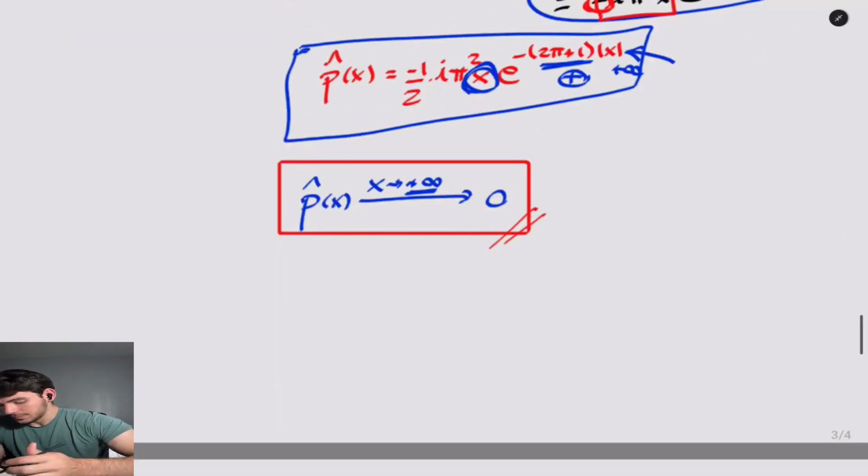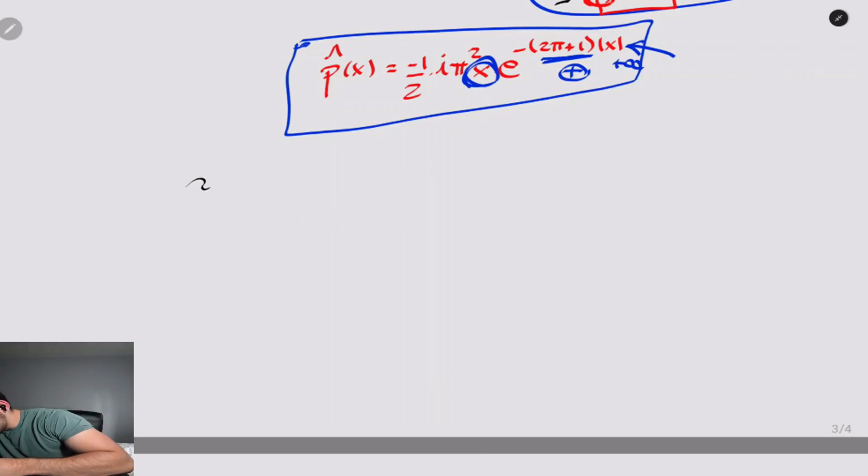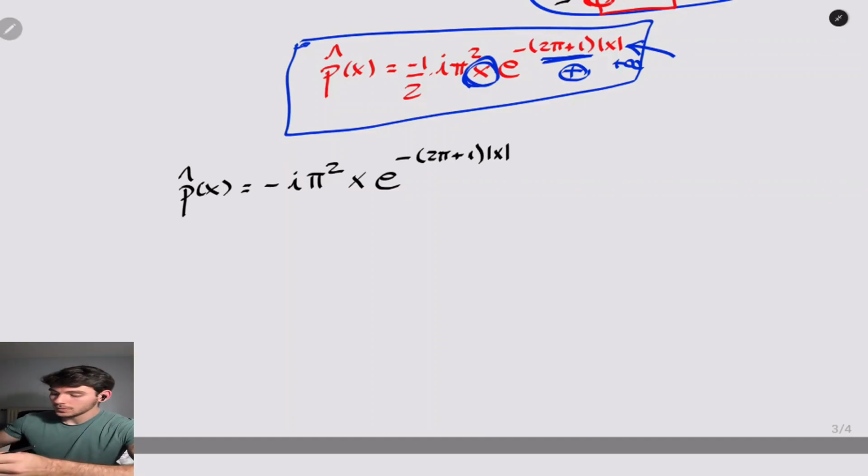So, okay, let me rewrite. Let me erase this. I'm gonna rewrite our p hat because we're gonna use it. So minus i pi squared x exponential of minus 2 pi plus 1 modulus of x divided by 2.